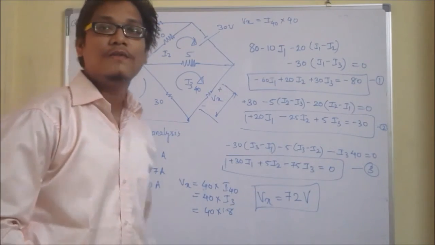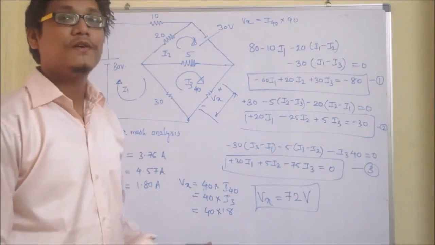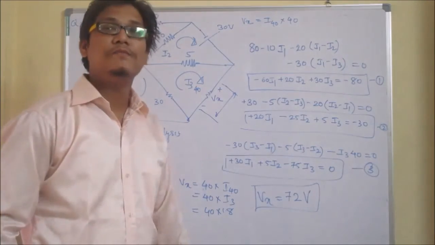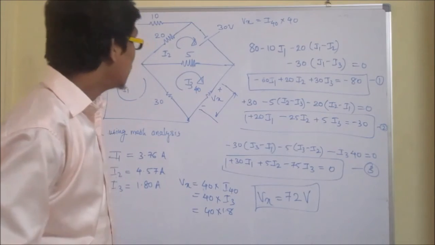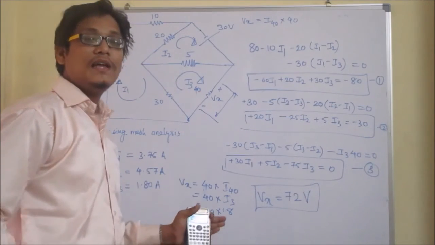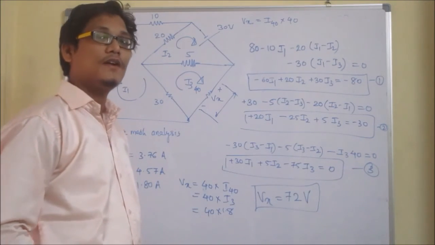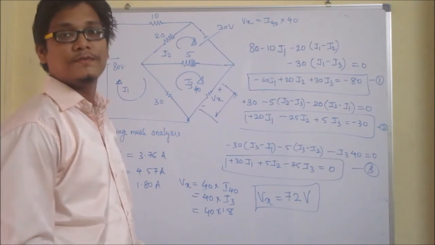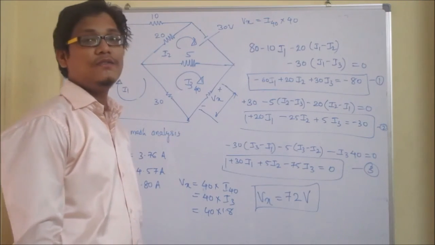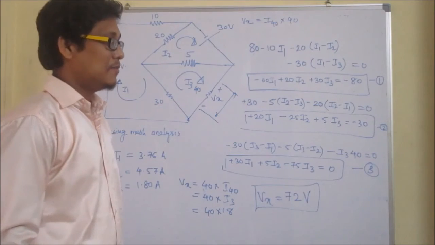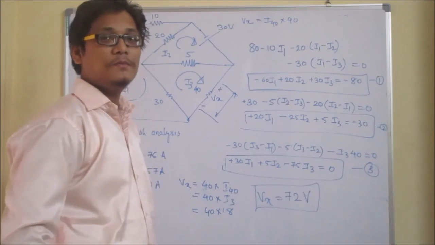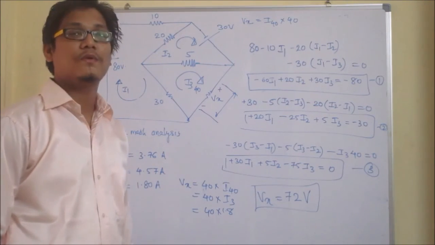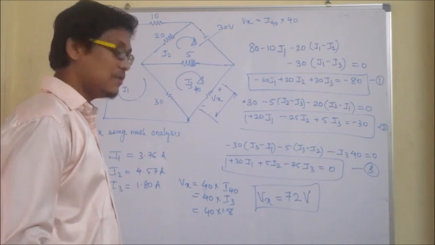In this way, we have to solve the problems of mesh analysis. It's very simple. You just have to assume three currents, or any number of currents; the number of currents will be equal to the number of loops. In university exams, basically two to three loop problems only come. At most, four loop problems come, but even then they are very simple.